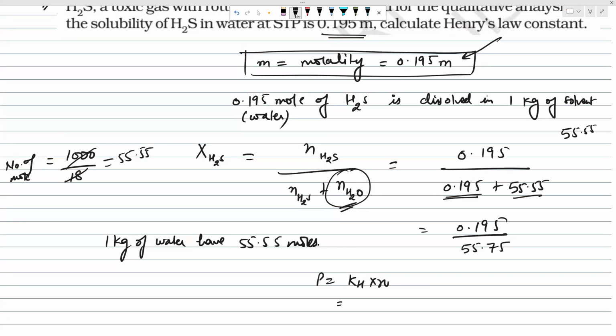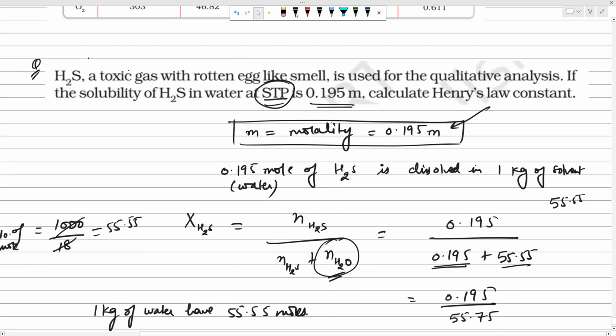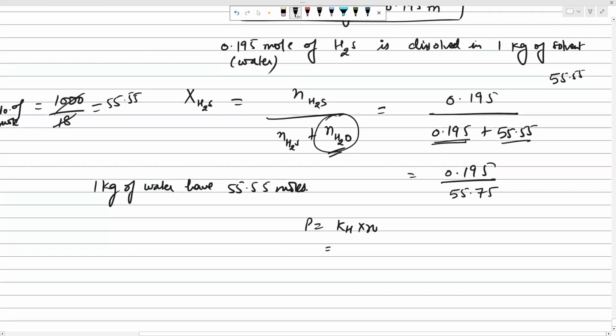Now, for H2S gas, you need to find out the pressure. How much pressure is given to you? The solubility is given at STP, standard temperature and pressure. So at STP, we simply say that the pressure is 1 atmosphere, okay? So we assume that the pressure is 1 atmosphere at standard temperature and pressure.